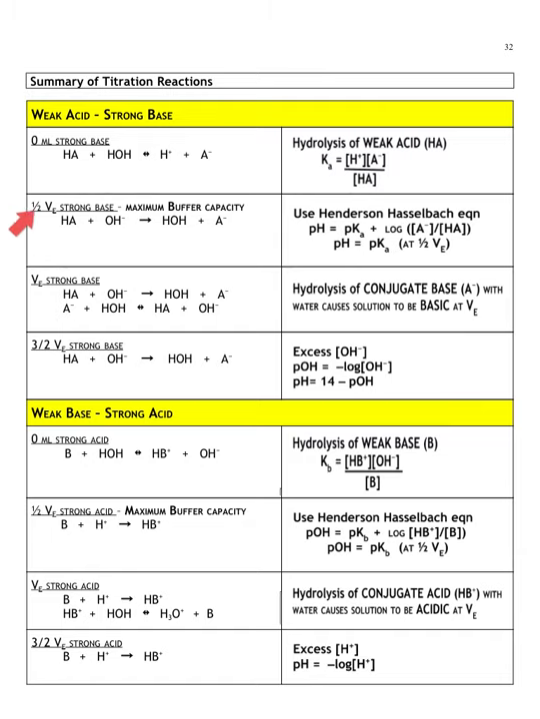And then if you start to add more base and you're halfway to the equivalence point, where you have maximum buffer capacity, that is when you deal with just the neutralization reaction. You'll notice that you have the acid and its conjugate base present. That's where you're going to use the Henderson-Hasselbalch equation. And then at the equivalence point, you really have to look at two ICE tables.